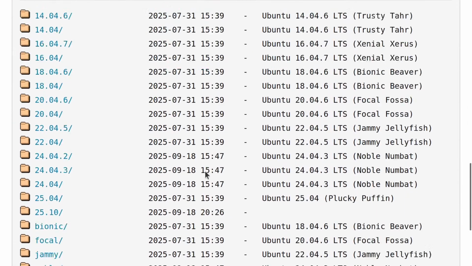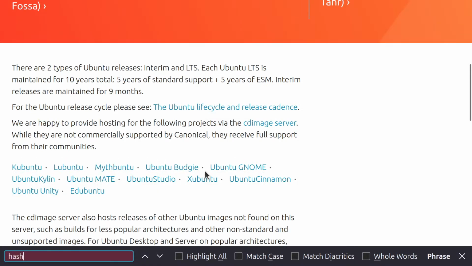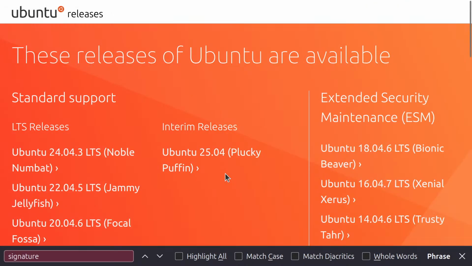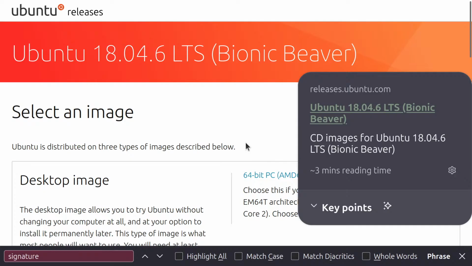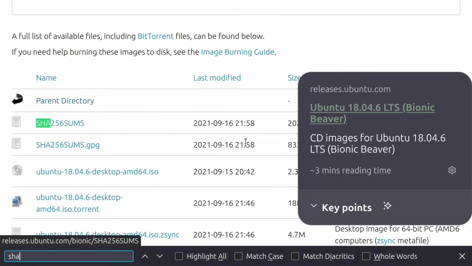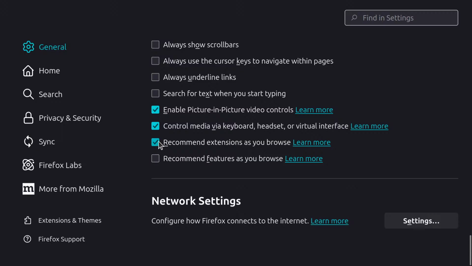Where's the hash values? Where are they? Hash? Signature? Okay, apparently there's no such thing as... oh, wait, no. Maybe it's on Bionic Beaver? Where's the hash? Oh, there we go. Okay. How do I get rid of this? What is this thing? No, cancel. I probably don't want any of that, right?